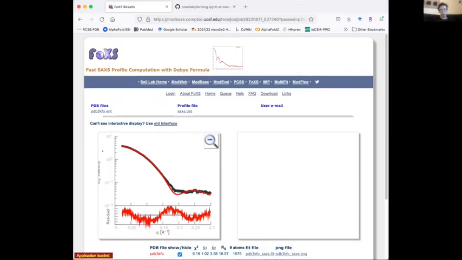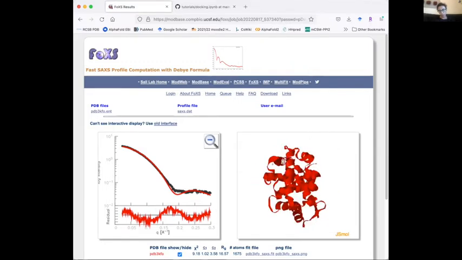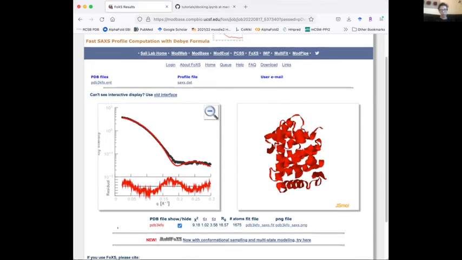The black is the experimental profile and the red is the calculated one, and this is the residual. And this is the protein that we used for calculation. And below we can see the numbers. So this is the PDB, the chi-square is 9. And here we have the two fitting parameters, C1, C2, and the number of atoms in the hydration layer.